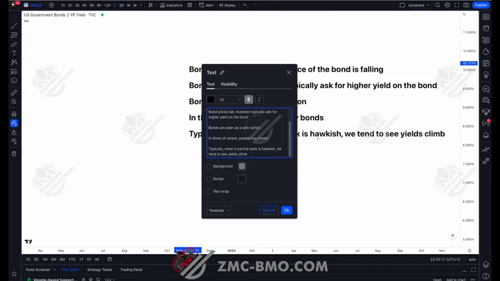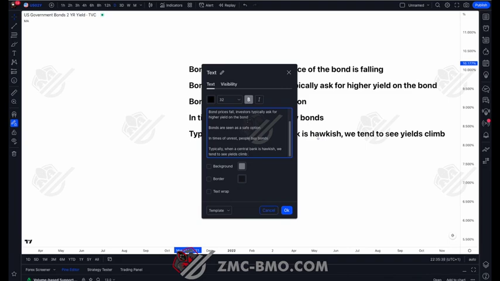And of course, vice versa, when you see the central bank dovish, like what you've just learned in the monetary policy presentation, when a central bank is dovish, that's typically reflected in a weaker currency. And of course, in this example here, when the central bank is hawkish, we tend to see yields climb.